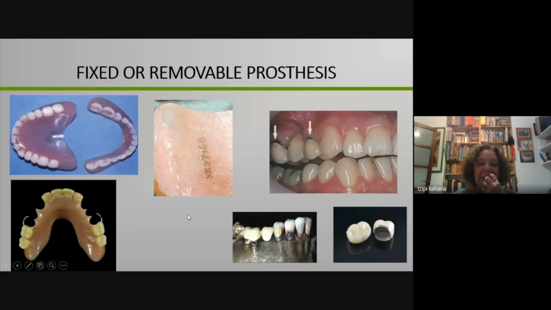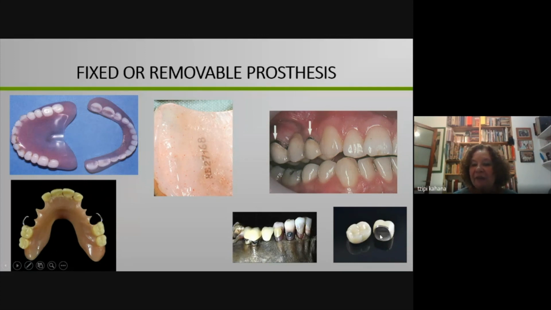Now we have restorations that are prosthesis, which means we had a tooth, the tooth is not there anymore, and we're going to put something instead of that. Or we have a tooth, the decay is so major that we will have to take off most of it and we'll leave just a little bit of it and put some kind of capping on top of it.